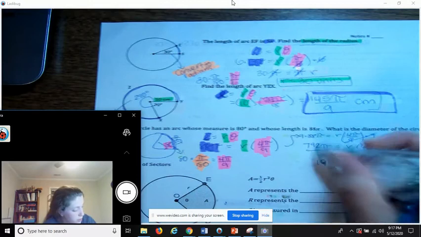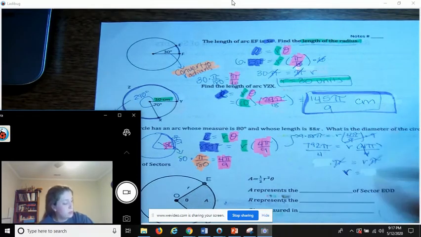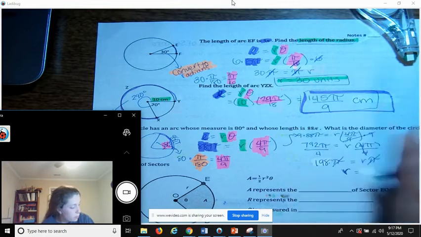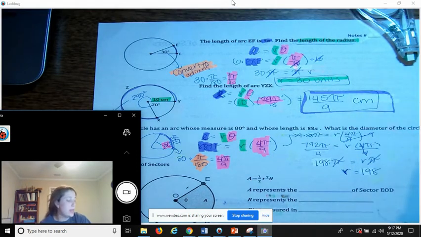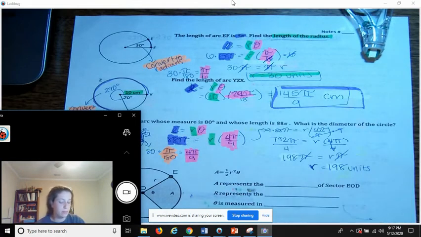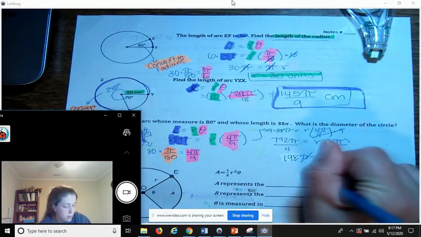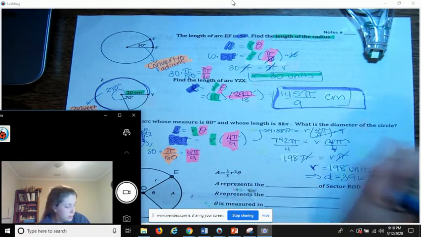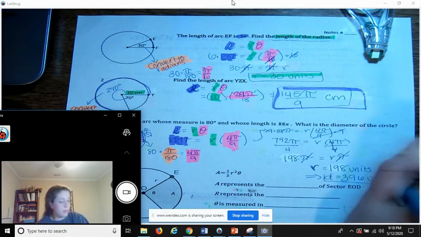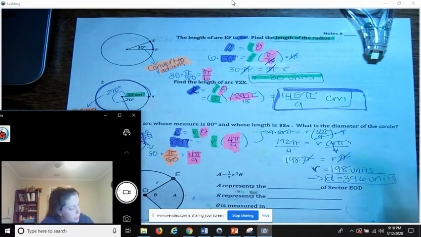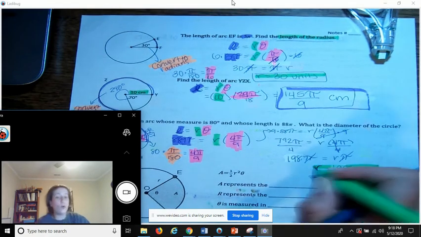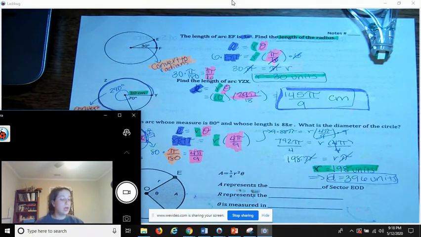I'm just going to fix this because it was not written well. 198, so it's going to be 198 units. Now the diameter of the circle is 2 times our radius, so this is going to be kind of big. Our diameter should be 396 units. And that would be our final answer. The radius is what we were looking for the whole time in order to get our diameter. So we're going to pause, move on to area of sectors, and then we'll be done with this.